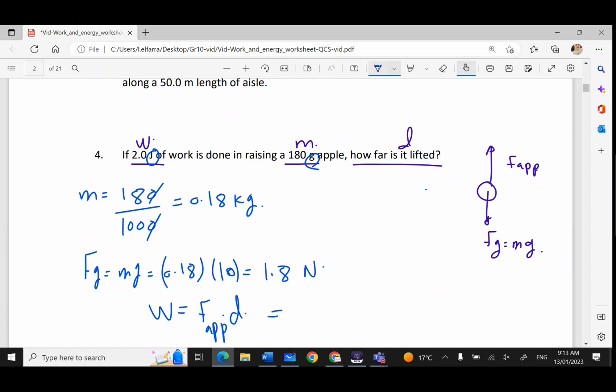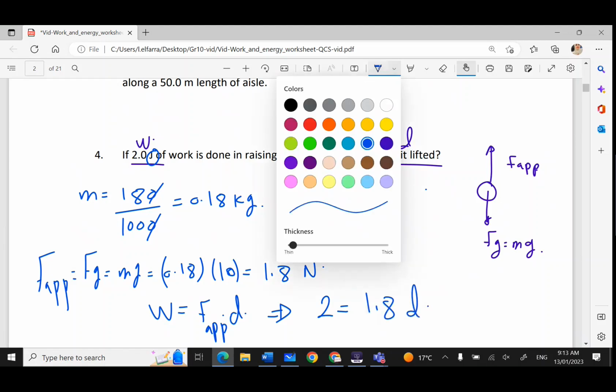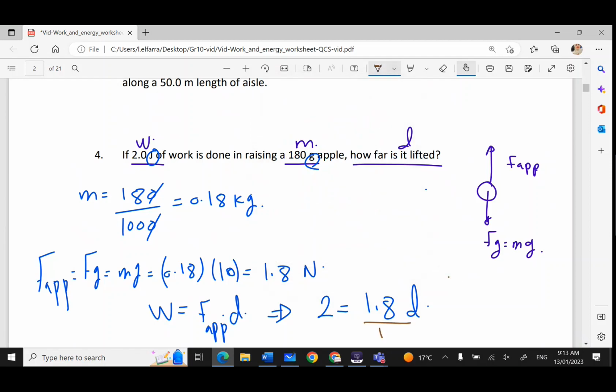And this will give us the value of W. I'm going to substitute in this equation: 2 equals the applied force, which equals Fg, 1.8 times D. I need D. Divide both sides by 1.8, and you will get D equals 2 divided by 1.8. This will equal 1.1 meter.